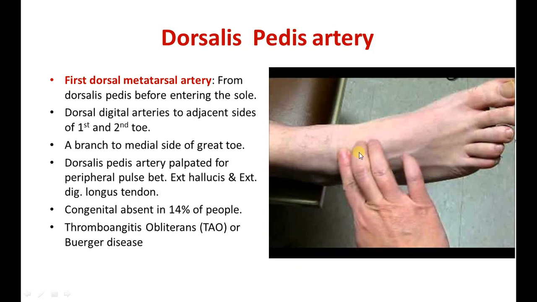Pain will be there when you try to use the foot, and the pain subsides when the foot is at rest. That is called intermittent claudication. Then around the artery the skin will become pale, which is called Raynaud's phenomenon. So that is about the applied anatomy for the blood vessel.